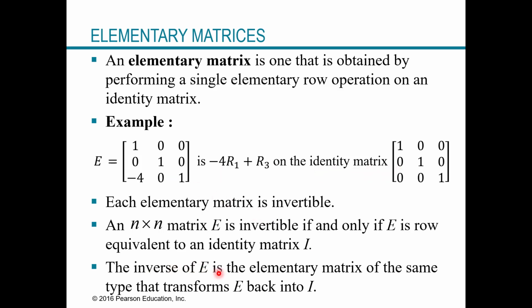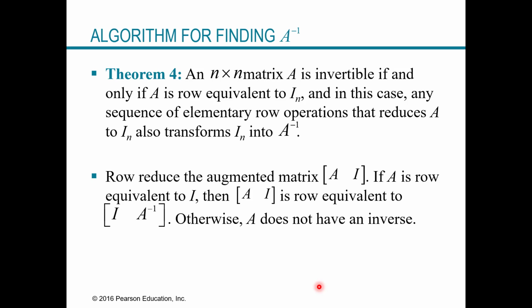Then the inverse of E is an elementary matrix of the same type that transforms E back into I. All right, so what we're getting into is how to find an inverse of a matrix for anything larger than a 2 by 2. If we have a 2 by 2, we can use the formula we did earlier, but for a 3 by 3, 4 by 4, and so on, we're going to use this process.